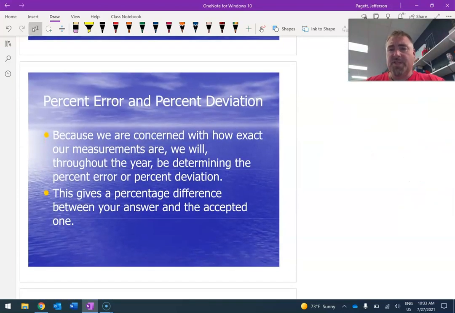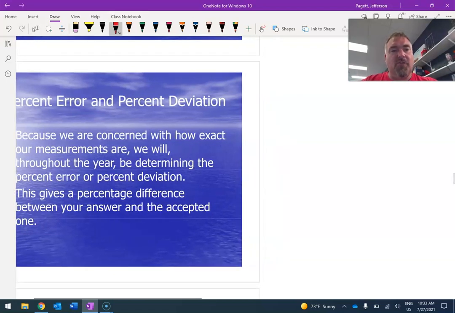Now, percent error and percent deviation. Because we're concerned with how exact our measurements are going to be, we're going to be finding out percent error and percent deviation. Now, they're very, very similar. Percent error is if you have a known quantity and you want to compare your result or your answer to that known quantity. Percent deviation is when you don't necessarily know the correct answer, but we'll take a class average and we'll say, hey, this is what the class got as a whole. How far are you away from that class average? Or we're going to assume that this answer should be this. How far off are you from there?